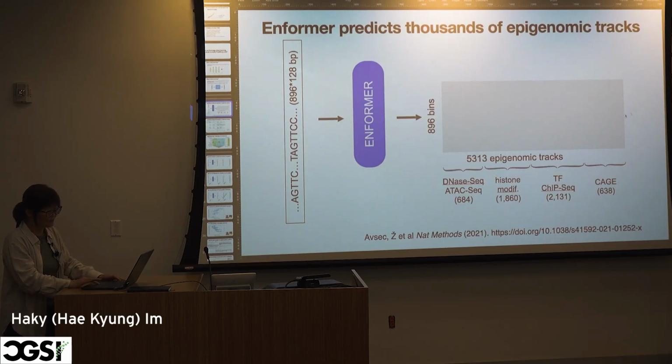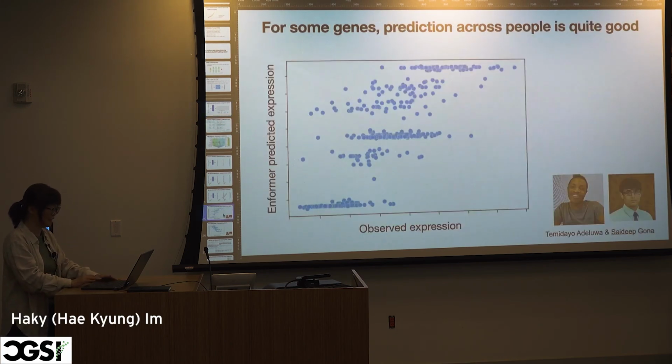And you can sum the signal around the transcription start site of that gene, and then quantify the predicted expression of a gene. This is one gene, I don't have the name here, and the dots here are different people. You can see that the x-axis is observed expression and the y-axis is predicted expression, right?